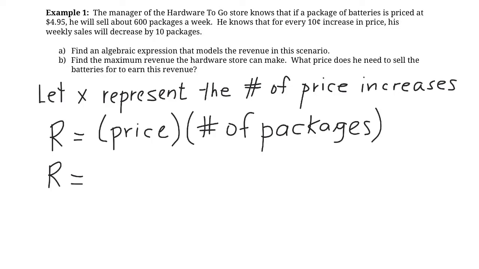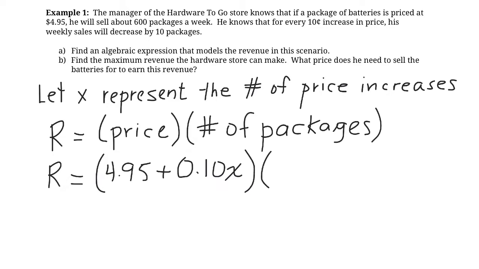So let's start with coming up with an expression for the price. So the original price of a pack of batteries is $4.95. However, the store manager wants to adjust that price. He wants to increase the price of a pack of batteries by 10 cents. So an increase will be modeled by a plus sign. 10 cents can be written as 0.10, and that's the 10-cent increase. However, we don't know how many times they're going to increase the price. So we're going to put in our x variable here. We're going to close the bracket.